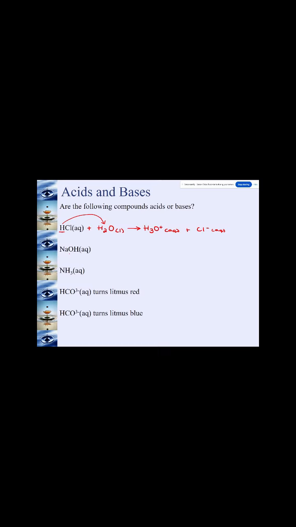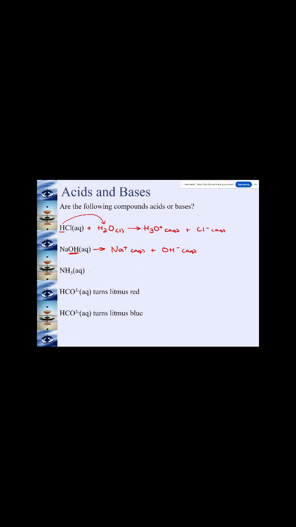If your compound is an ionic hydroxide, it is going to split into sodium and hydroxide ions. If we produce hydroxide ions, this is a base. So when you have an ionic hydroxide, you simply just dissociate it into hydroxide ions.